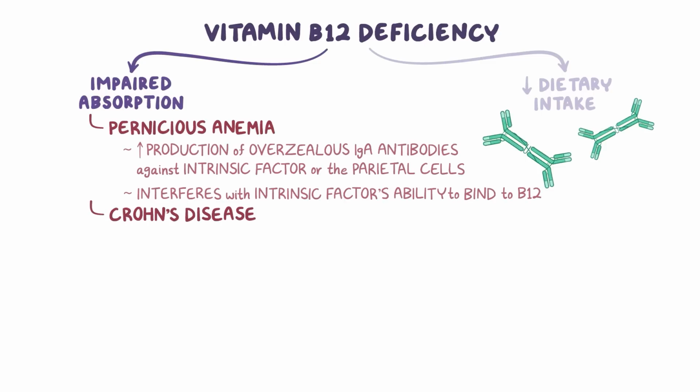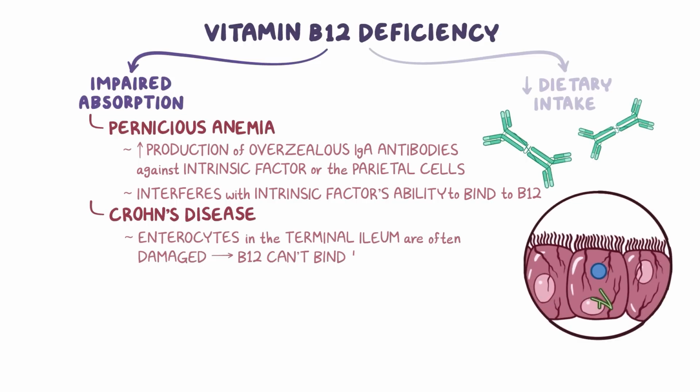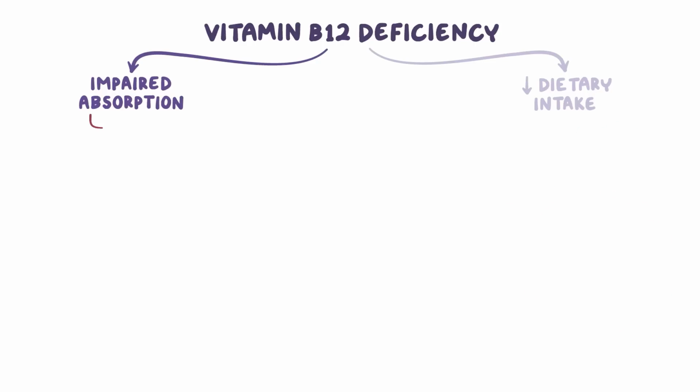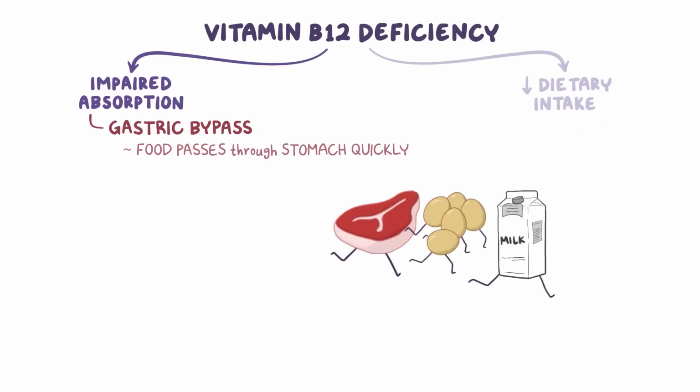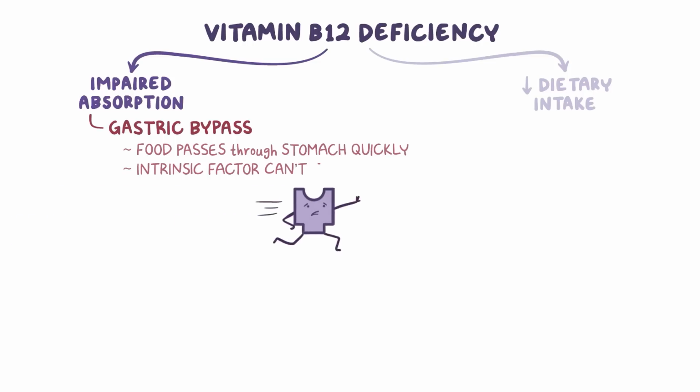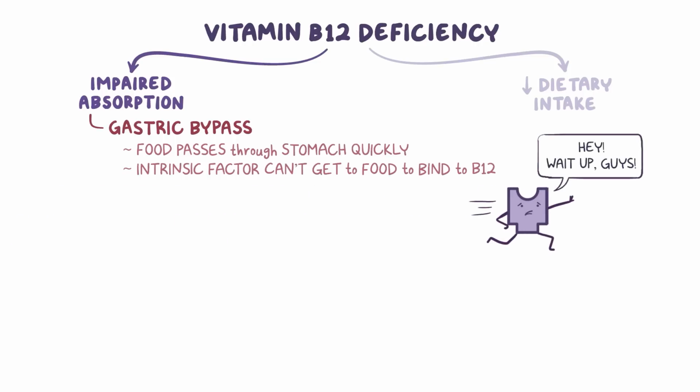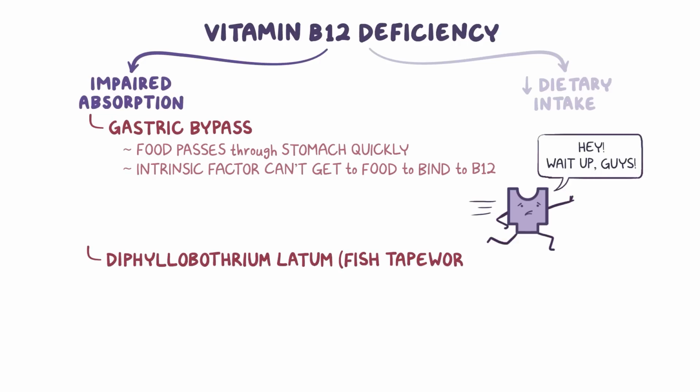In Crohn's disease, the enterocytes in the terminal ileum are often damaged, so B12 can't bind to transcobalamin to get to the target tissues. In people that get a gastric bypass, the ingested food passes through the stomach quickly, so even if intrinsic factor is produced, it can't get to the food to bind B12. Besides these, infestation in the terminal ileum with Diphyllobothrium latum, also known as fish tapeworm, or bacterial overgrowth in the blind loop of the bowel can also reduce absorption, leading to vitamin B12 deficiency.